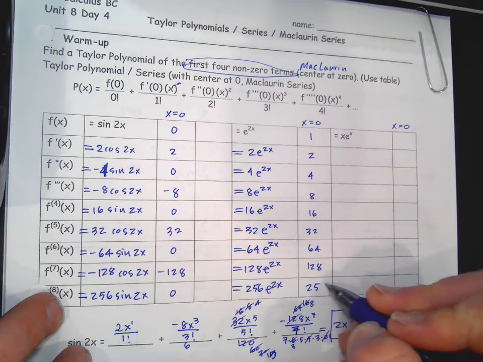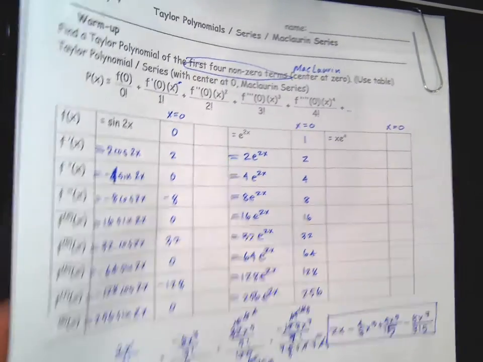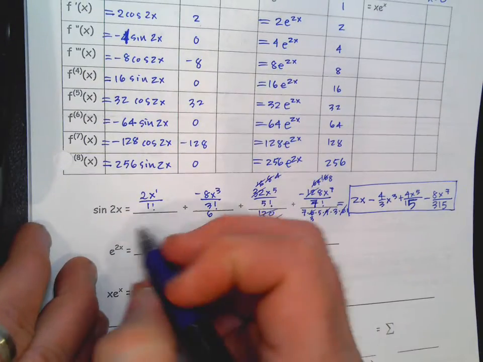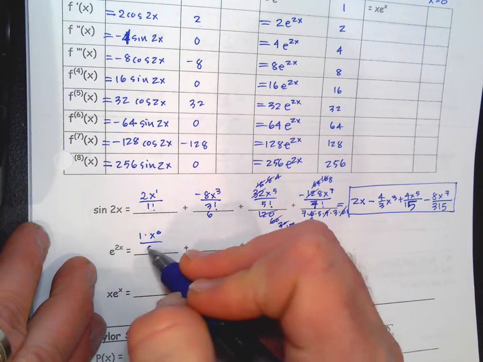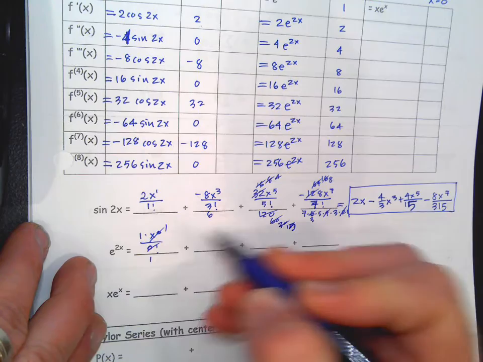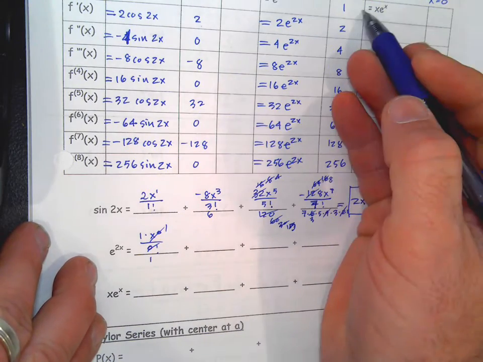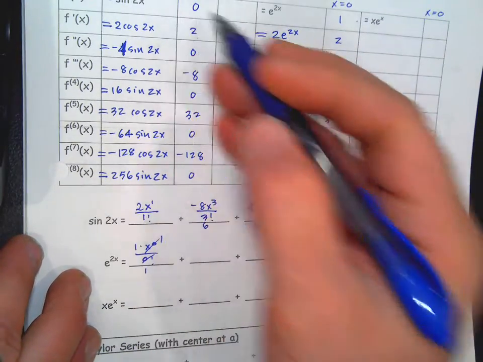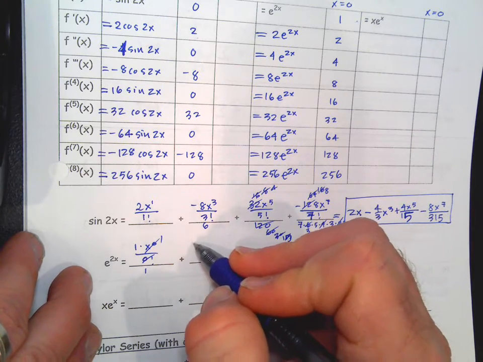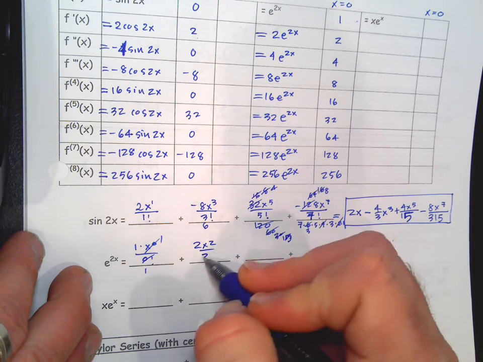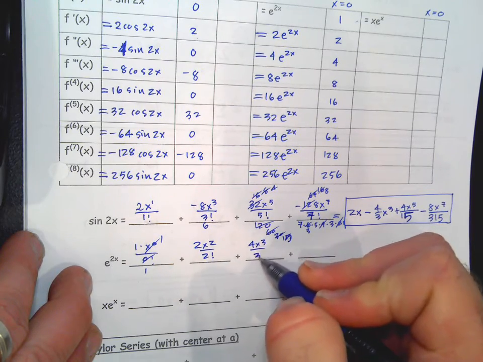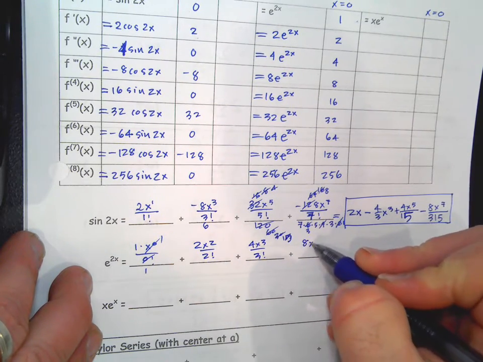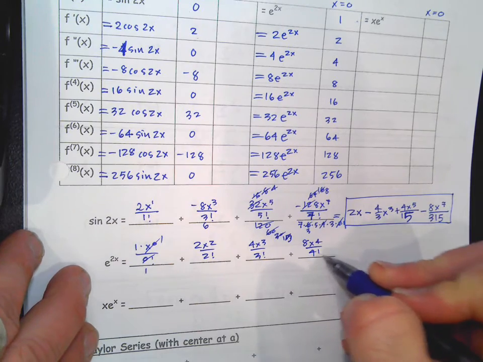More than necessary. But okay, so the series is going to be like this. We're going to start with a 1 times x to the 0 over 0 factorial. Now that's 1, that's 1. Okay, because we actually had a value up there. We didn't have it on the sine. Then we go to the square term, 2x squared over 2 factorial, and then 4x cubed over 3 factorial, and then 8x to the fourth over 4 factorial.